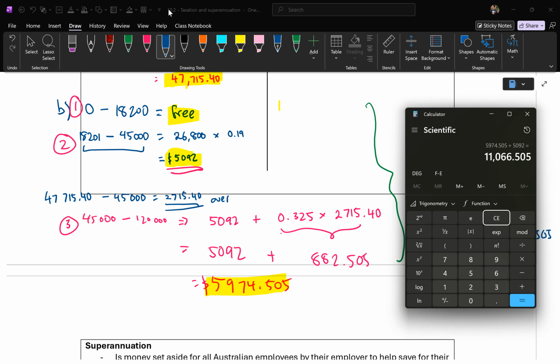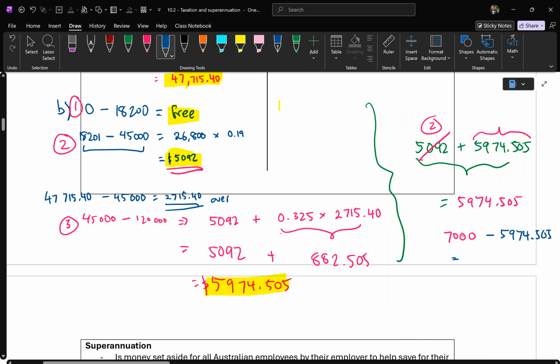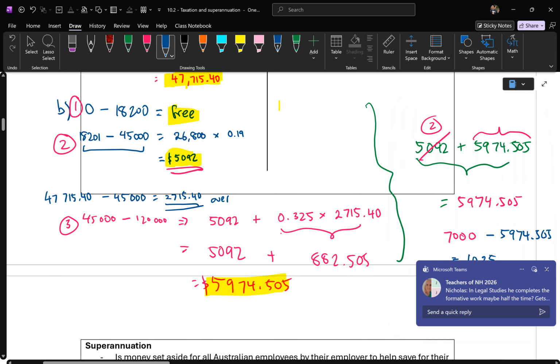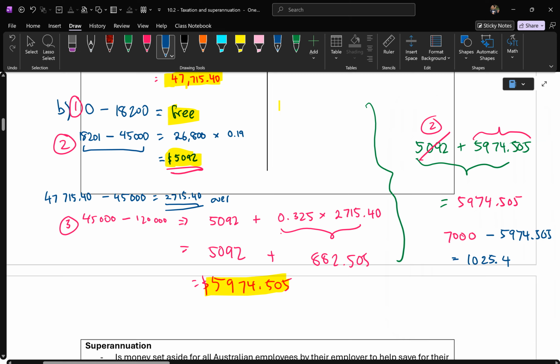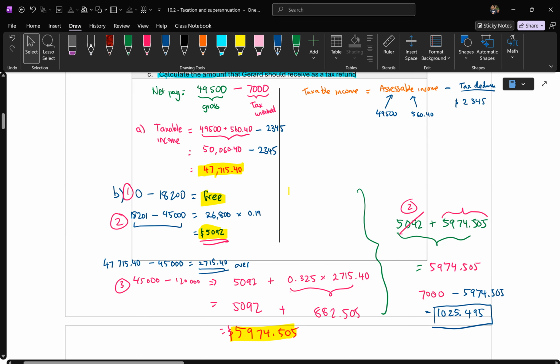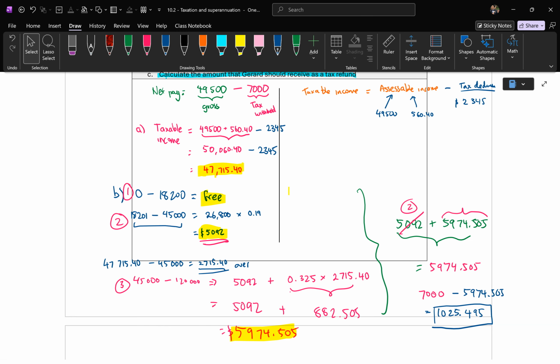Tax refund of $7,000 minus 5,974.505. That means Gerard should get back $1,025.495. Sorry for confusing you there. I actually thought we had to work through each one, but I didn't realize within the table they already calculated the one previous to that.